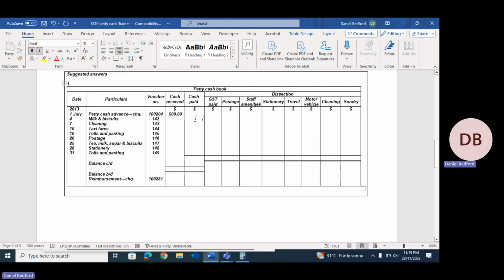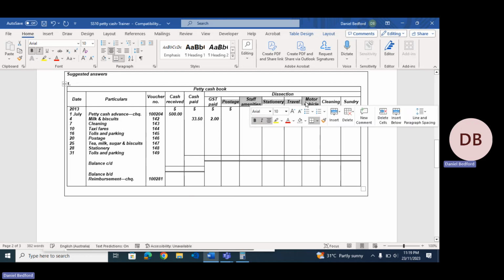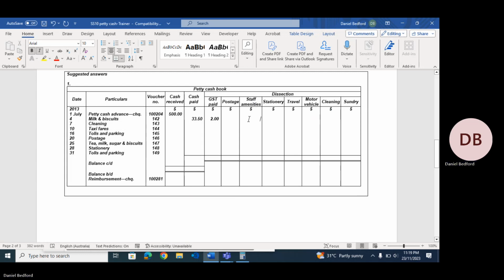That was the total spent. And the breakdown is $2 GST. And then we look for our milk and bread account, right? No, you know it's not right. There's no such thing as a milk and bread account. What this will come under is an account called staff amenities, and that's basic supplies for an office: tea, coffee, milk, biscuits, toiletries. And that will be the $33.50 less the $2 GST, which gets us $31.50. Okay.